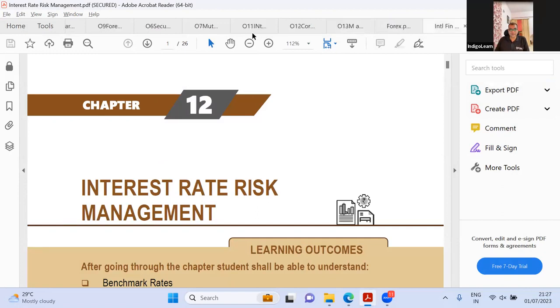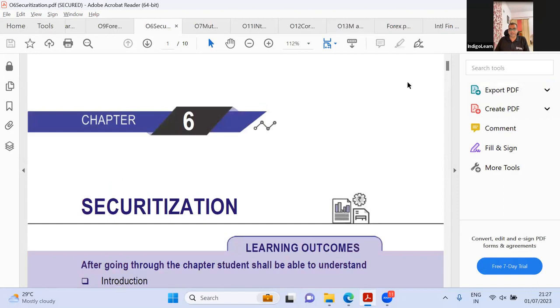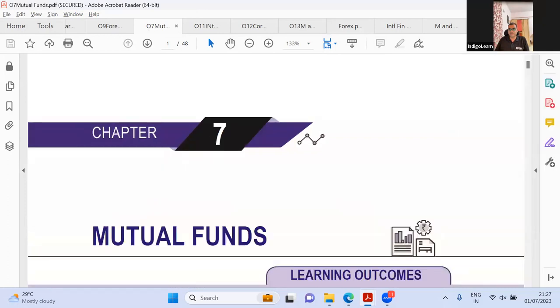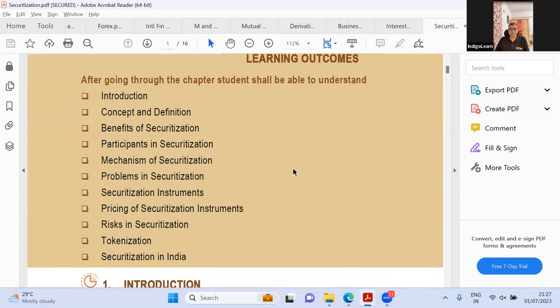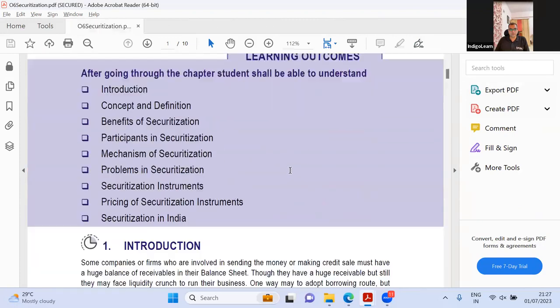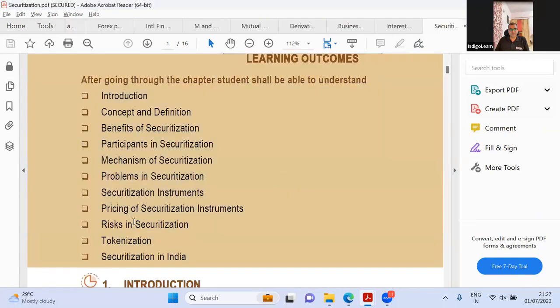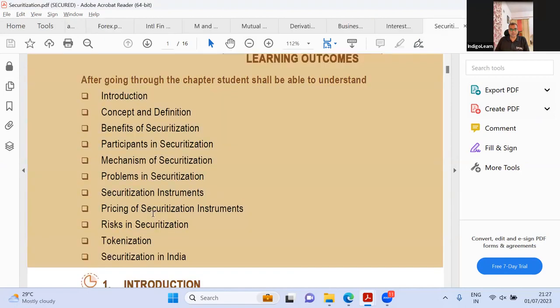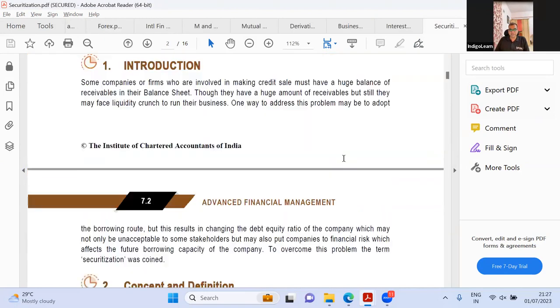Yeah. So after that, let us come to securitization. This is one chapter. I don't think they would have changed anything. I mean, there are obviously a bunch of changes in securitization rules by the RBI, but I'm not sure how much they would have changed. So they have pricing of securitization instruments, risks in securitization, and tokenization. Yeah. So they've added two points here, risks and tokenization. So let us have a look at it.